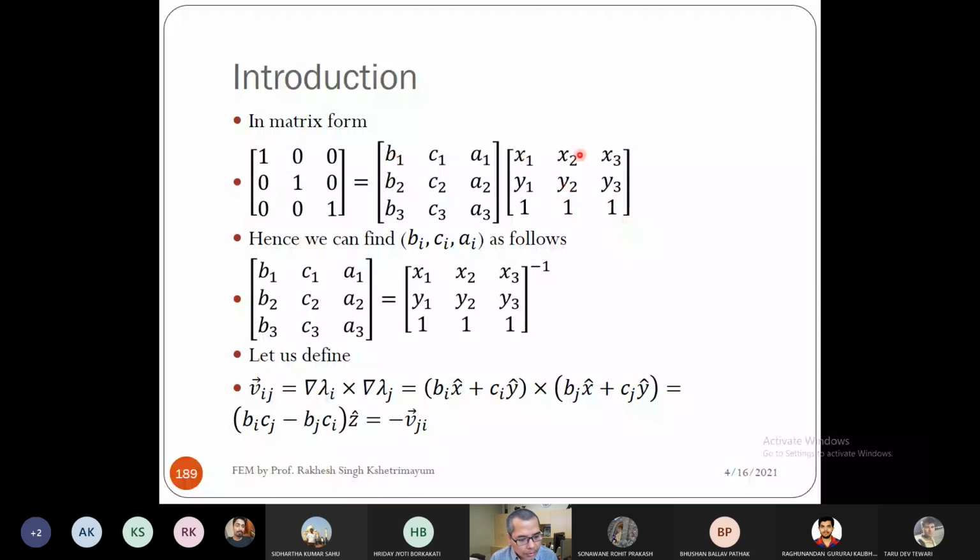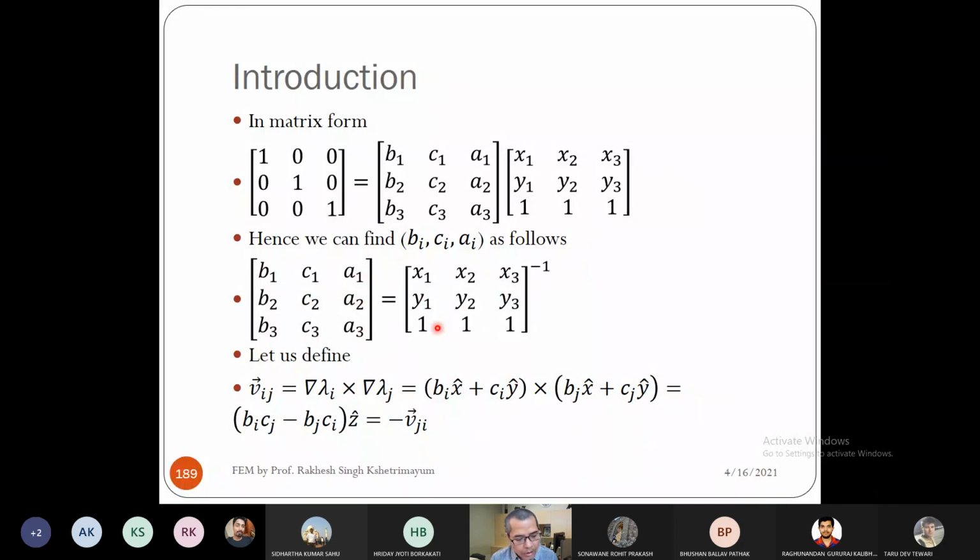But when you multiply this with this, it becomes 1, and so on. So this is the property of the simplex coordinates. From there, I can actually find out the unknown bi, ci, ai. If I have the coordinates for the three nodes of the triangular element, x1, y1, x2, y2, x3, y3 in the xy plane, I can find out b1, c1, a1, b2, c2, a2, b3, c3, a3 by using this relation here.